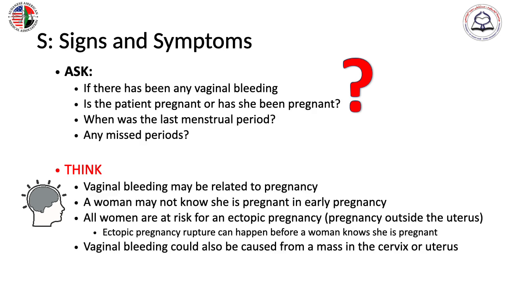If there has been any vaginal bleeding, is the lady pregnant or recently pregnant? When was the last menstrual period, and any missed period? Vaginal bleeding can be related to pregnancy. A woman may not know she is pregnant in early pregnancy. Also, some ladies might have an ectopic that ruptures and leads to significant bleeding. In addition, some ladies can bleed from a uterine or cervical mass.